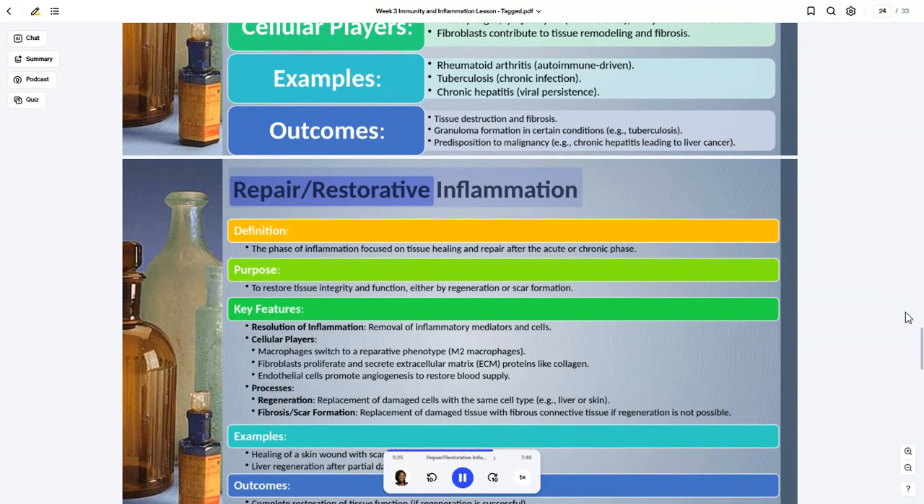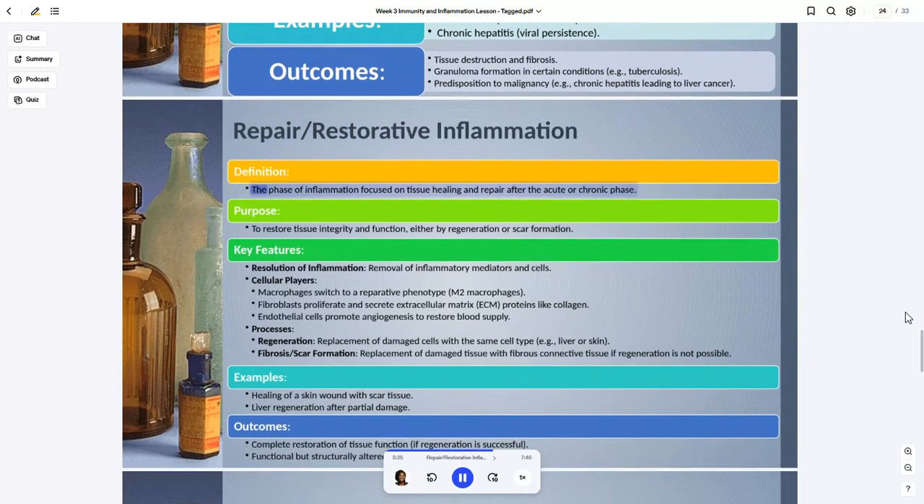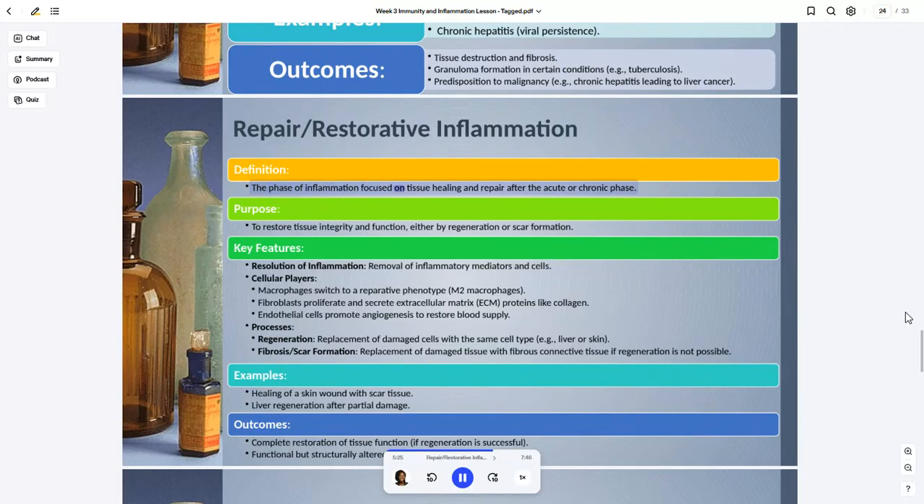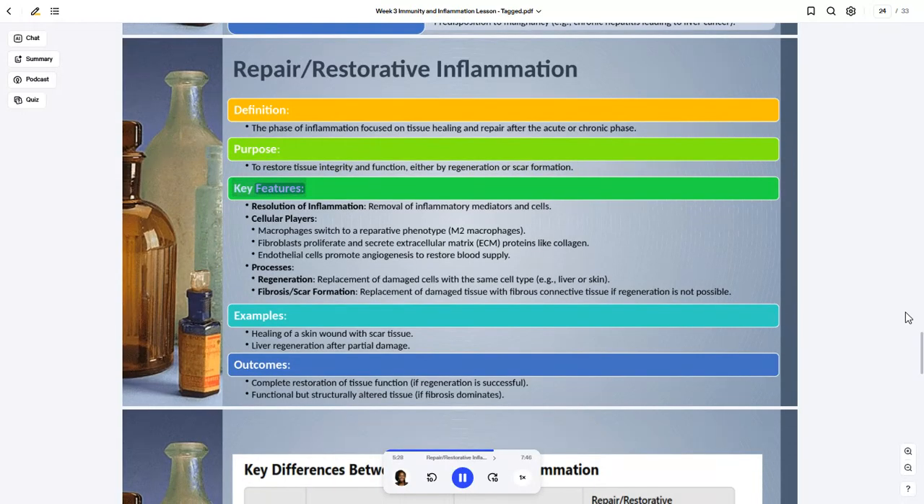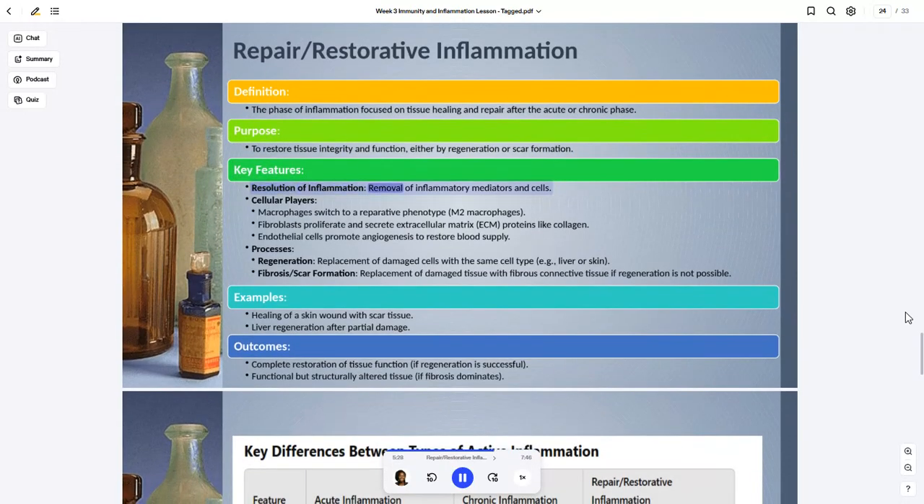Repair, restorative inflammation. Definition: the phase of inflammation focused on tissue healing and repair after the acute or chronic phase. Purpose: to restore tissue integrity and function, either by regeneration or scar formation. Key features: resolution of inflammation, removal of inflammatory mediators and cells.